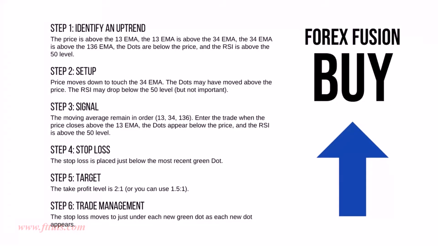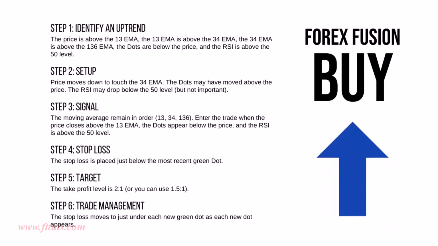Step number 2 is the setup, and simply we want the price to return to the 34 EMA. We want the price to come back and touch the 34 EMA. At this point, the RSI may have dropped below 50. At this point, the dots may have turned red and started to show above the price, but that's not important. It doesn't matter if the dots change color. It doesn't matter if the RSI changes position on the 50 level.